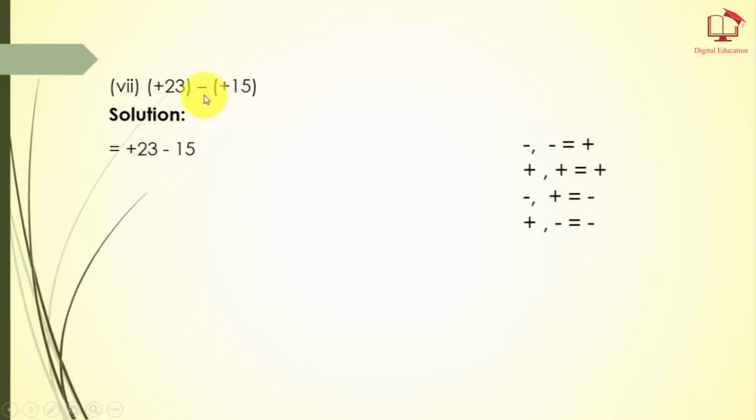Question number 1, part number 7. Positive 23 minus between them and positive 15. Here positive 23 we will write as it is, and plus minus is minus, you can see here plus minus minus, we will write here minus and 15 as it is. Again plus minus, we have minus, and if we subtract 23 minus 15, we have 8. And students, you know that 23 is greater and it has a positive symbol, that is why we write positive.